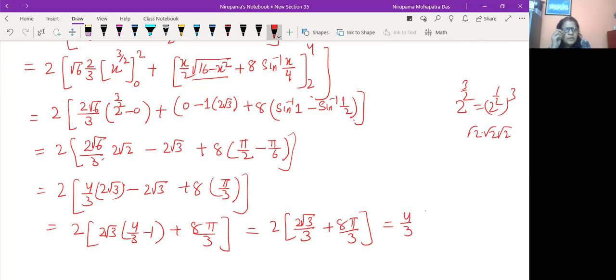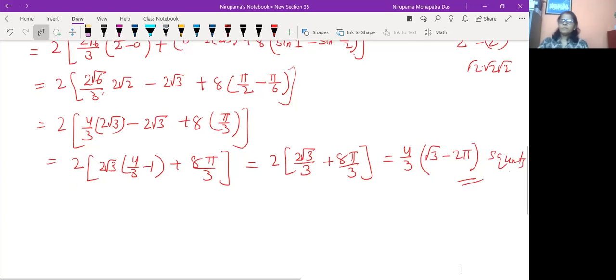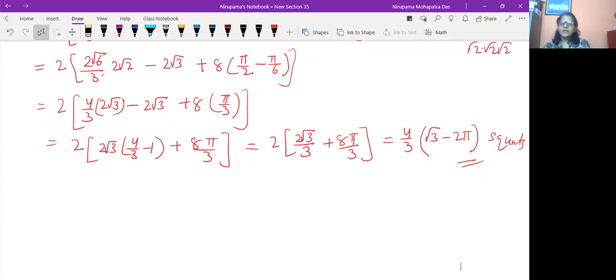Yes, 4 by 3. Then you are having here 4 by 3 plus here root 3, root 3 minus 2 pi, square units. So this is the area of the region bounded by circle and parabola, basically the interior region.